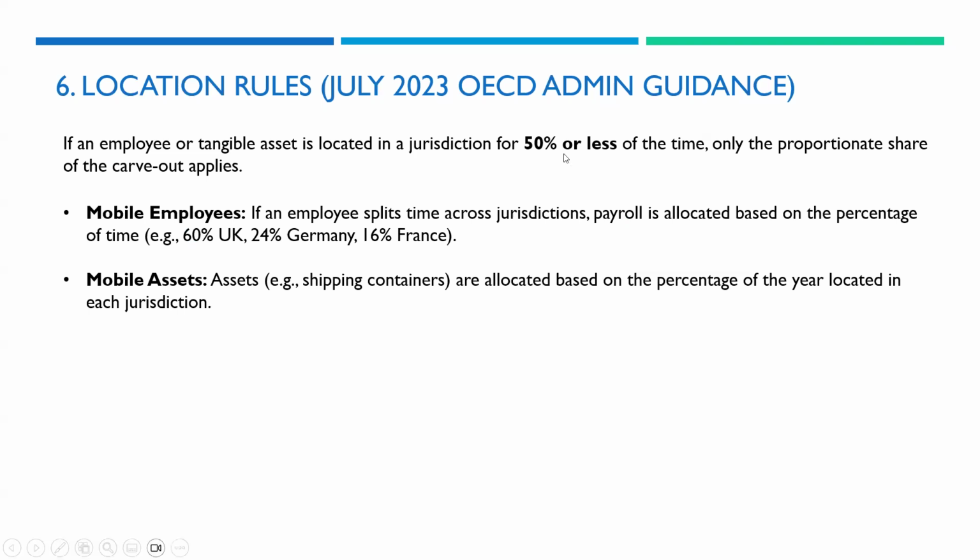Okay, so if 50% or less of his time he is in another jurisdiction, he would only be given proportionately for what he's doing. So here, on a proportionate basis, it means zero.